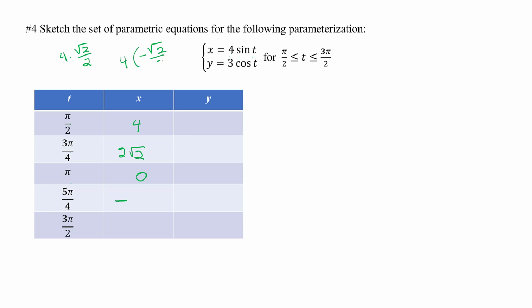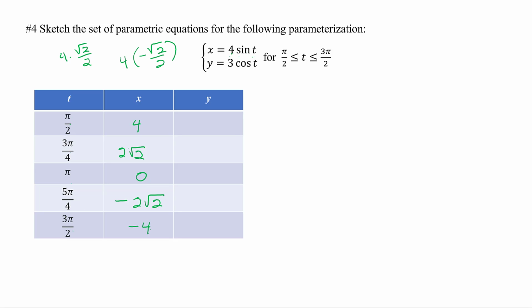And simplifying that would give us negative 2 square root 2. Then 3 pi halves. The sine of 3 pi halves would be equal to negative 1. 4 times negative 1 would give us negative 4 here. Okay, so we have our x values.